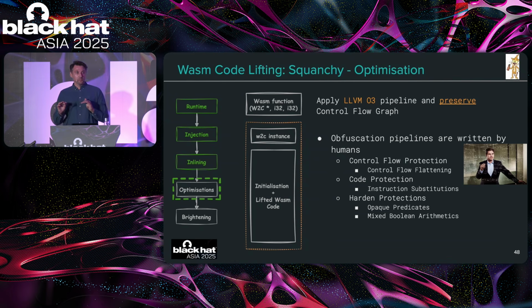And what we usually do is have the strategy to first apply control flow protections. Here we can use control flow flattening. Then we're going to protect the code. Here we can use instruction substitutions. And then, of course, we would like to harden the protection. So we use opaque predicates or mixed Boolean arithmetics to make it more difficult to deobfuscate the functions. But for de-obfuscation, we would like to reverse the process, right? So we keep the control flow in the beginning, and then we start from the back one by one.